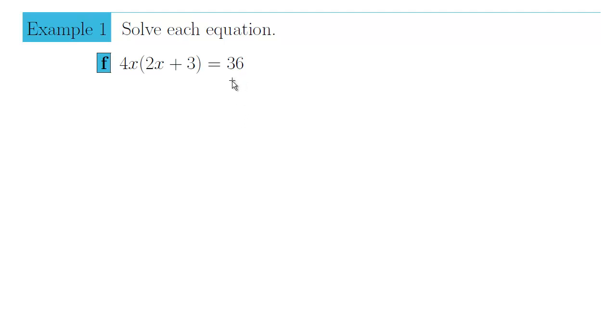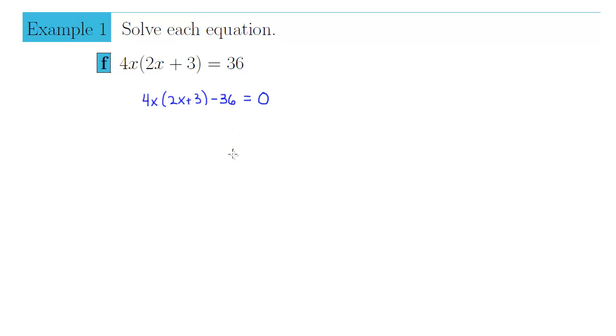Let's do that. That means we're going to subtract 36 from both sides. We begin by rewriting our equation. 4x times the quantity 2x plus 3. We're subtracting 36 from both sides, so I'm simply going to subtract 36 from the left, and that's going to leave me with 0 on the right side.